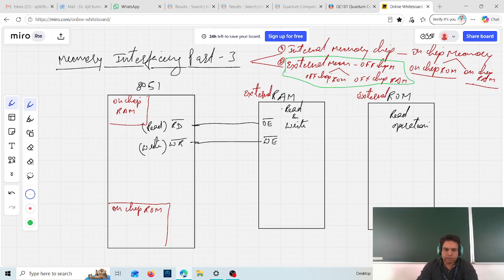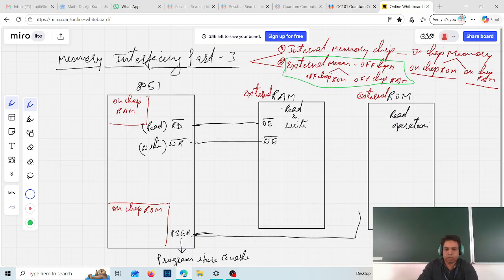Similarly, when the microcontroller wants to perform a read operation with the ROM, there is a pin called PSEN. PSEN means program store enable. This PSEN pin of the microcontroller is connected with the OE pin, the output enable pin, of the ROM.